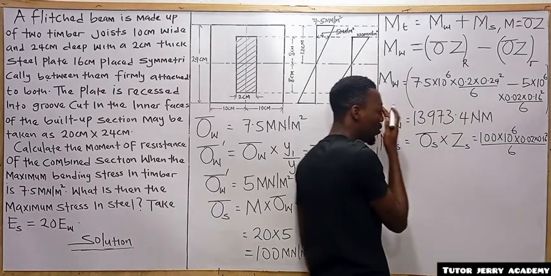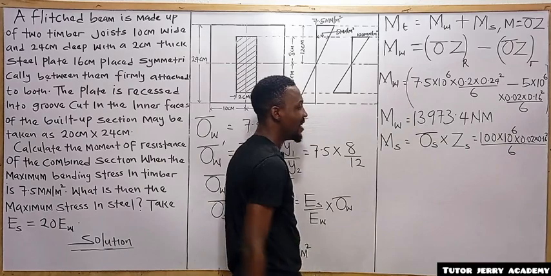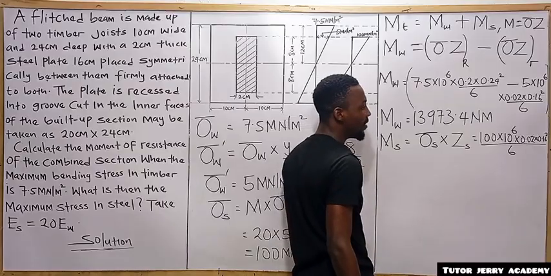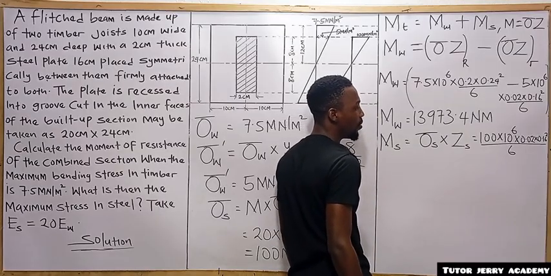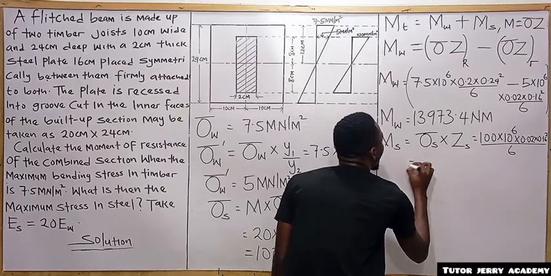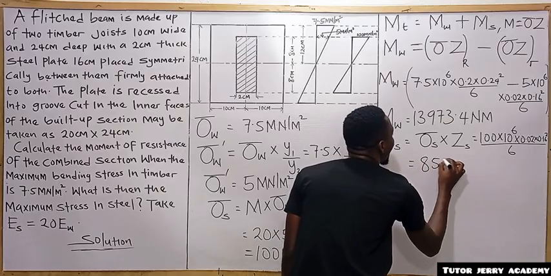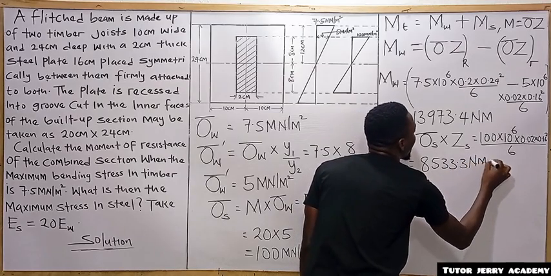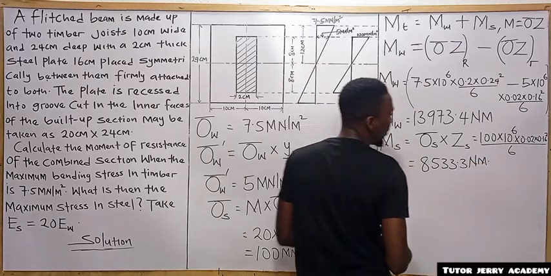All right. So if you press this directly, your answer is going to be 8,533.3 Newton meter. So that is what you are going to have.